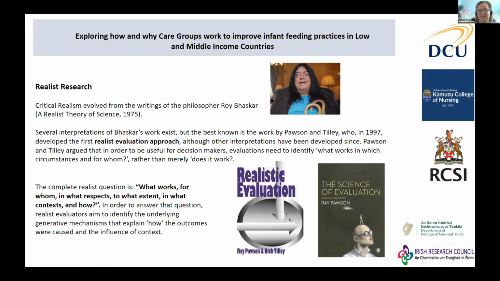But in our case, and in the realist approach, drawing on critical realism, anybody who comes to realist research will very quickly come to Ray Pawson and Nick Tilley's work. Ray Pawson was at a realist conference we were at online earlier this year.